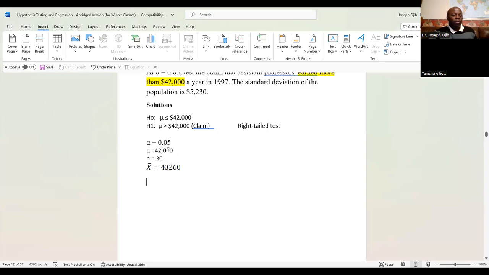Then there's one more thing we're looking for: the standard deviation. We need the standard deviation here. The standard deviation is equal to 5230. Okay, let's put this in the formula and get our z.